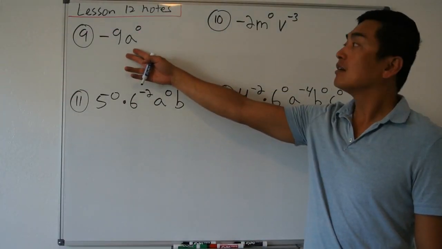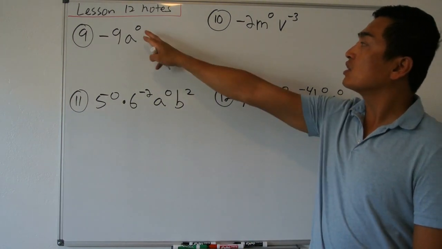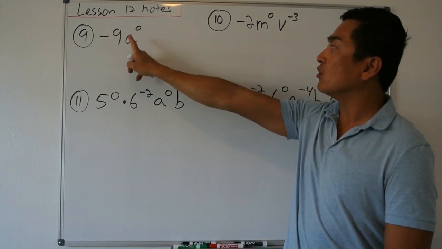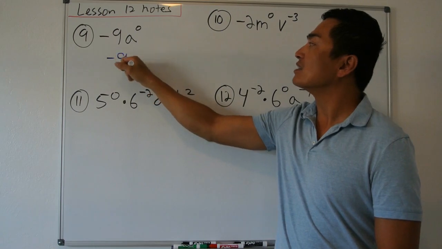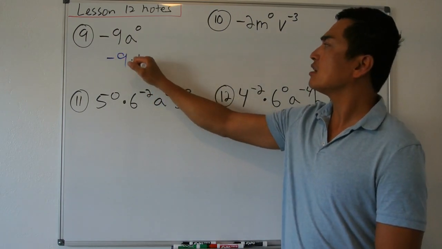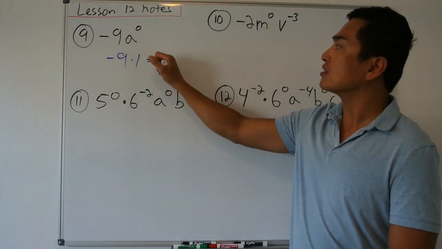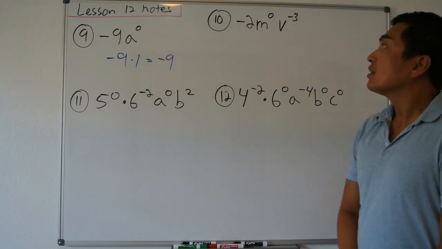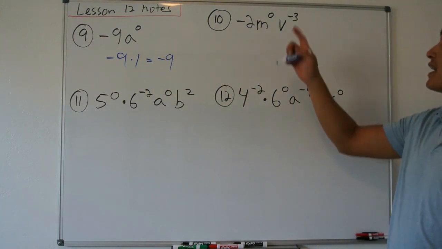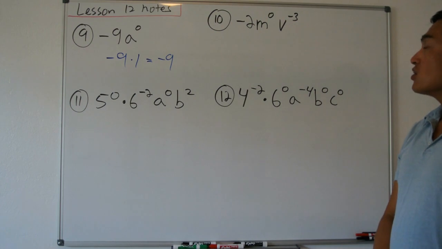Alright, number 9. 0 power again, you want to get rid of that. And the 0 power is only to the a, so the negative 9 is still there. And that turns into 1, or times 1, that gives you negative 9. Alright? Okay, number 10 has a combo of a negative and a 0 exponent. So you have to do both of them.